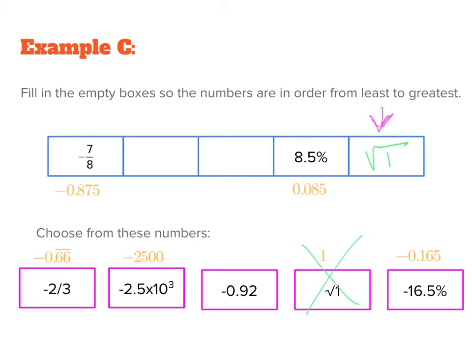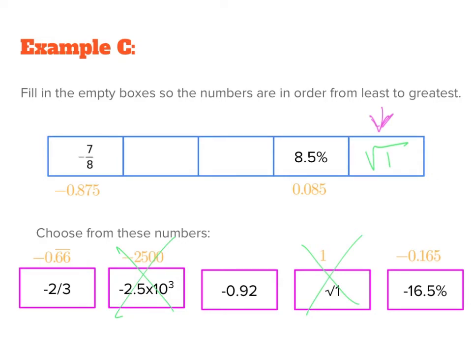So let's take a look at negative 0.66. Does it fit between the negative 0.875 and the 0.085? Yes, it does. So it's one of my choices, but which one is it? I don't know. Let's go to the next one. So now I've got negative 2,500. Does negative 2,500 fit between negative 0.875 and positive 0.085? No, it doesn't. It's way too negative. It's going to be far down the side, so I know that one doesn't even fit, so I can eliminate it by drawing an X.